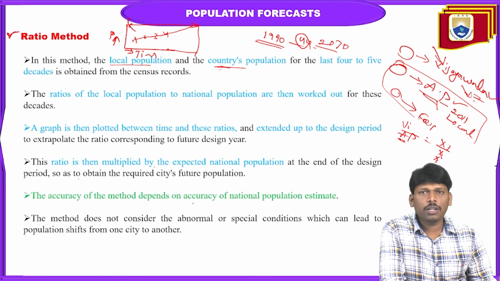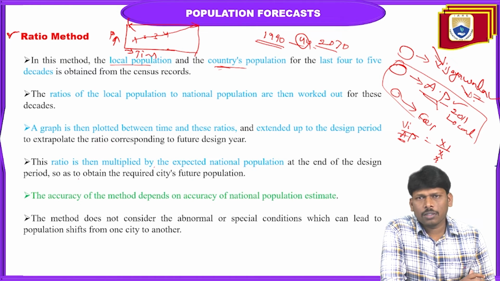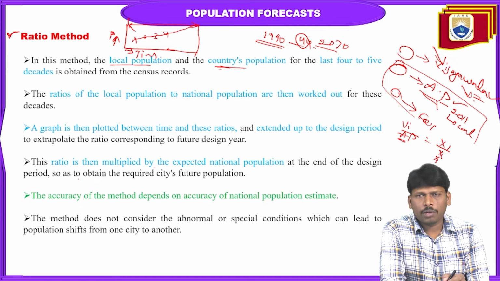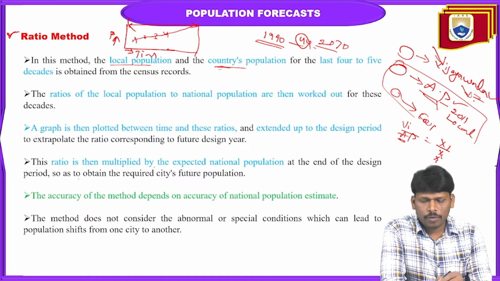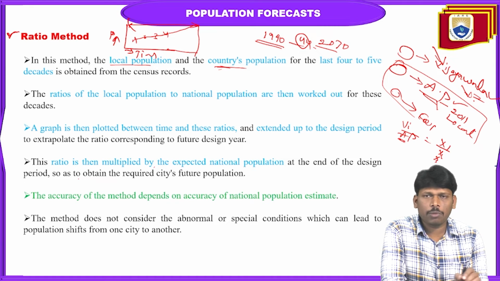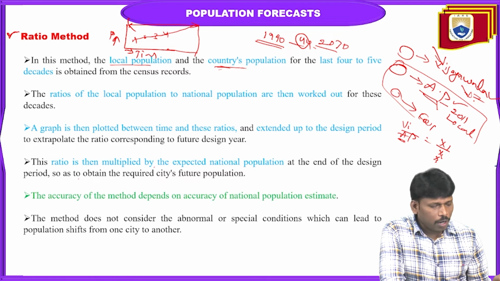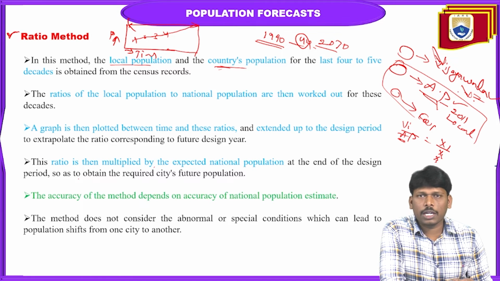So this is a very simple method. We need to consider any two areas, for example, Hyderabad and Telangana, or Lucknow and UP. Then, as I said, Andhra Pradesh and Vijayawada. We need to get the data from the census for the last 4 to 5 decades. Then we need to find the ratio between them, and after getting some ratio values like x1, x2, the same ratio is multiplied with the expected national population. Then after that we will get the population for the selected city or town.